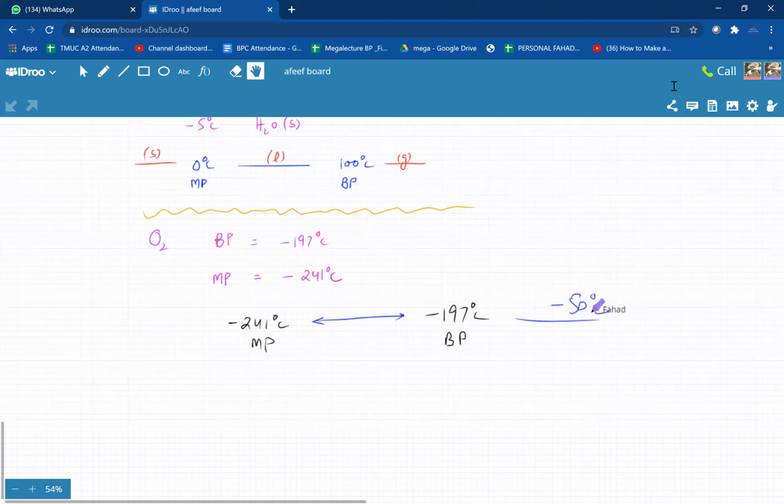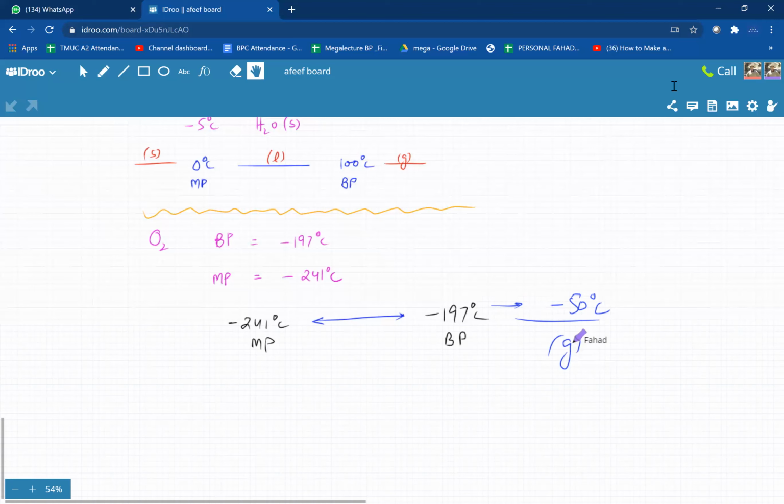Now quickly, just to try to confuse you more, what would be the state at minus 196? It's got to be liquid. Sorry, that's wrong. It'll be a gas. Minus 196 is bigger than minus 197, right? So it's going to be over here. It's going to be gas. So remember, you're going to get confused with negative values. With water that was not an issue, but over here you're going to get confused.